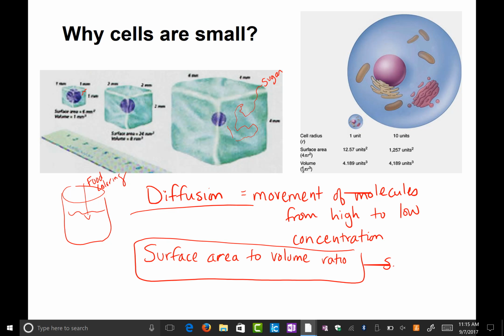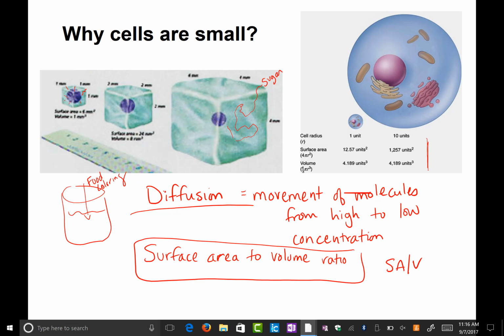And some people write it as ARG. Surface area to volume. Okay. You want a large surface area compared to your volume, because that way lots of things can get in where they're needed.